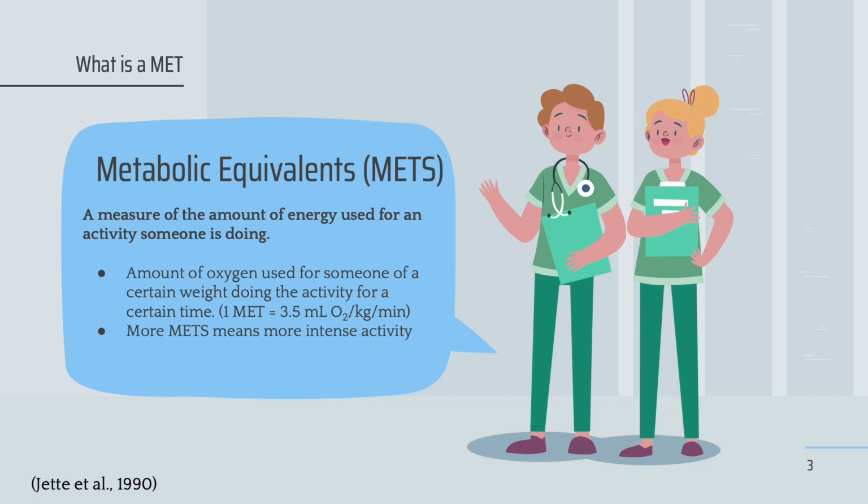Let's start off by talking about what a MET is. METs, which stands for metabolic equivalents, is the amount of oxygen used by someone of a certain weight when doing something for some period of time. An activity that involves one MET, for instance, would represent the energy used from just sitting still and doing absolutely nothing. More strenuous activities like running or jogging would require more METs, and less strenuous ones would require fewer METs. Overall, METs are really just numbers that represent the amount of energy used when doing an activity, or its intensity.